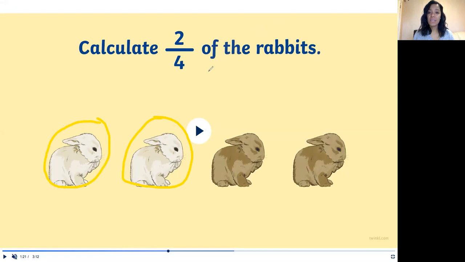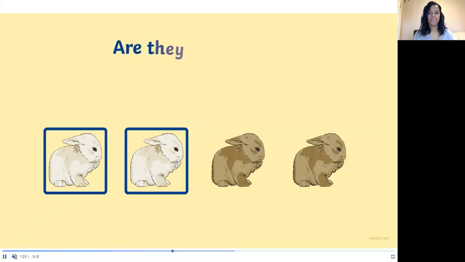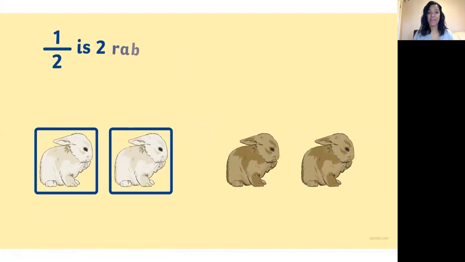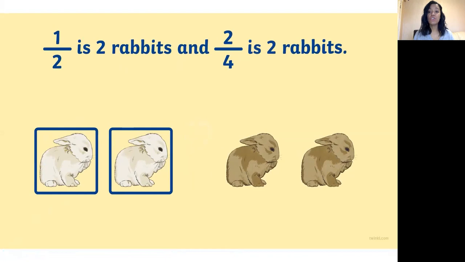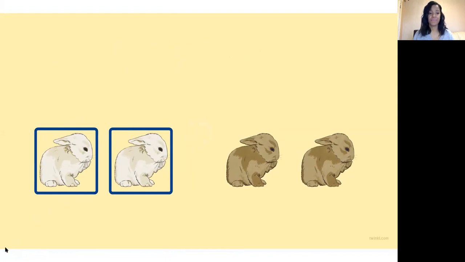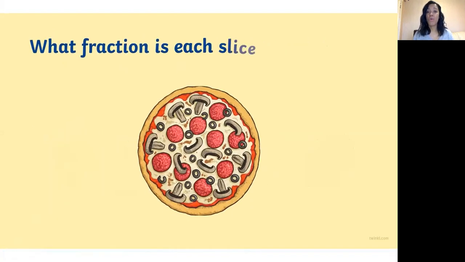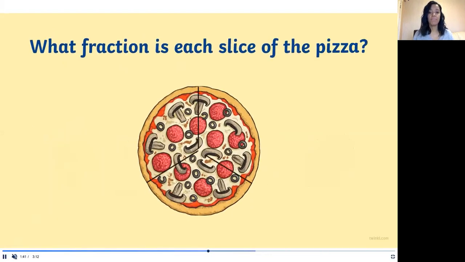Okay, what do you see that it's the same as? It is the same as being cut in half, right? So that's saying that 2/4 is equivalent to 1/2, okay? It's going to be the same. They are equivalent, they are the same. 1/2 is 2 rabbits and 2/4 is 2 rabbits. They both have the same value, meaning they both are right. They both are equal, okay?